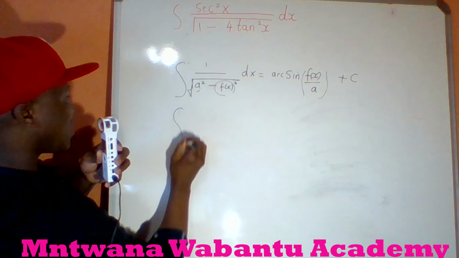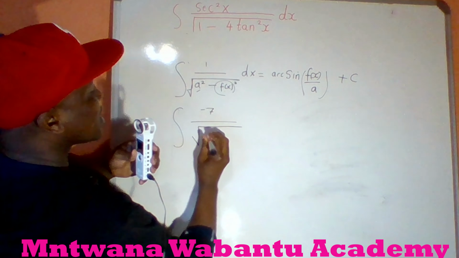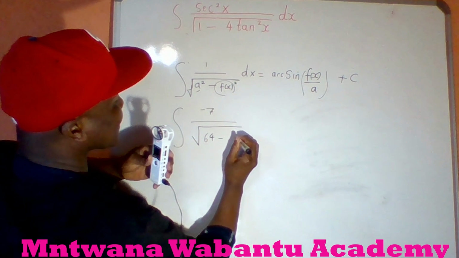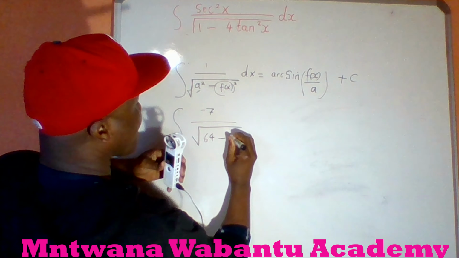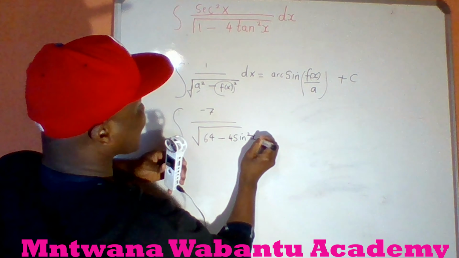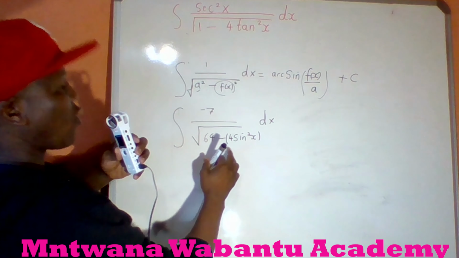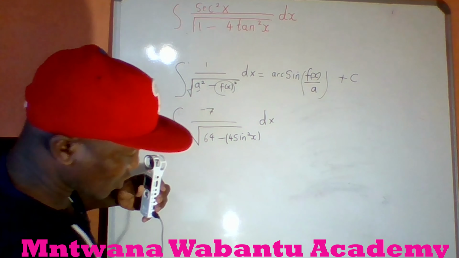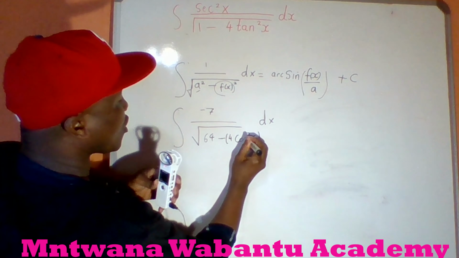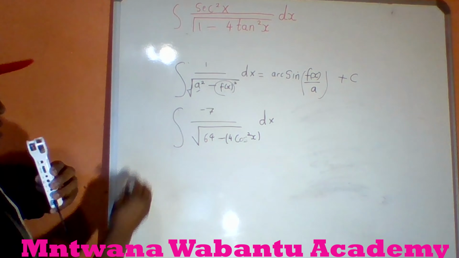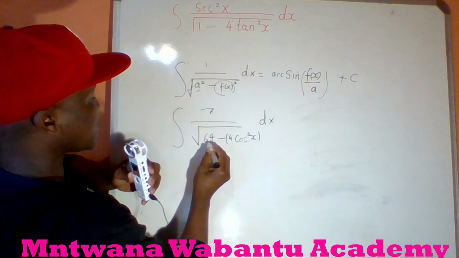For example, somebody gives you the integral of negative 7 over the square root of 64 minus 4 sine squared x, dx. This is also sine inverse, or arc sine. You know why? Let me do this. I can write cos here instead, it doesn't matter even if you say sine: cos squared. This is also arc sine. Why? Look, I'm going to have to change it.